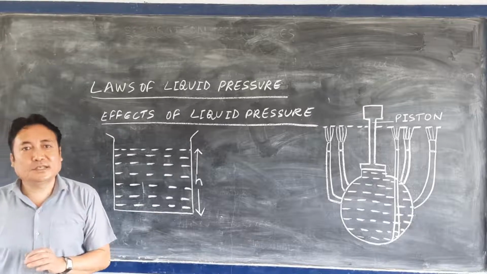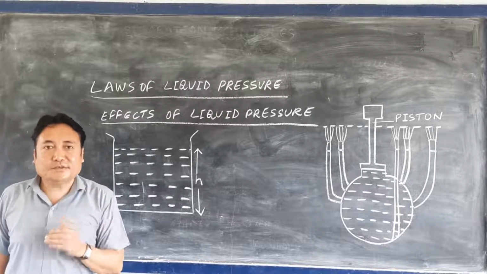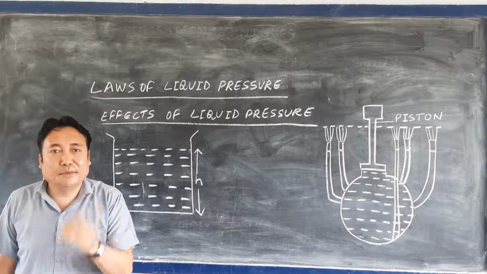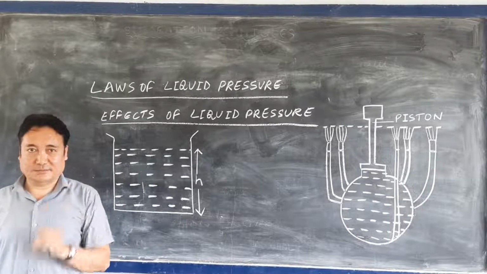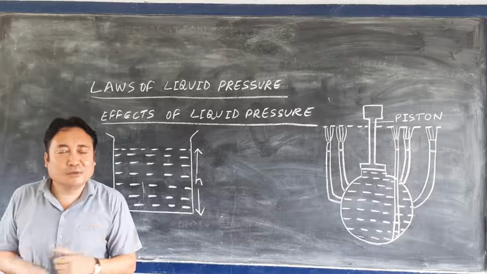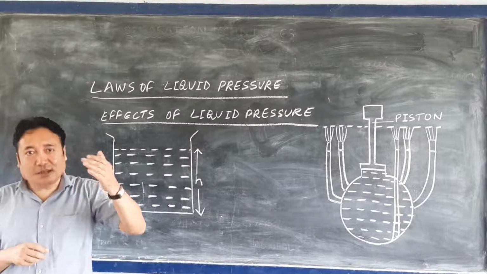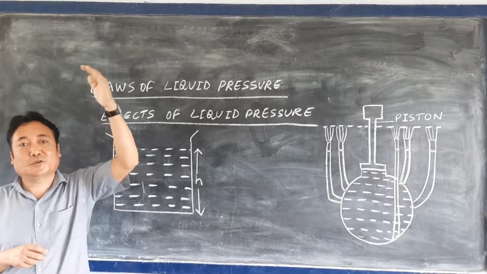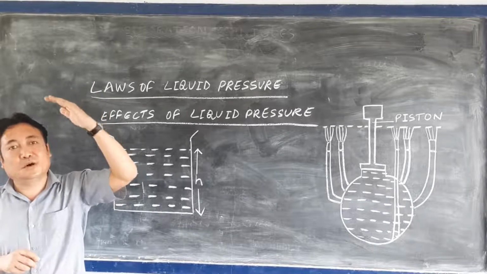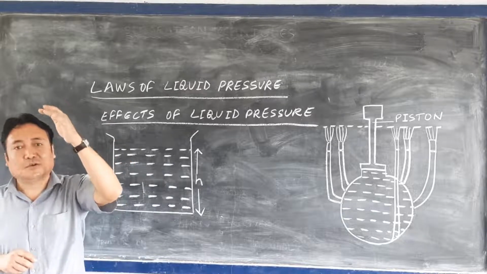Number one effect is the base of the dam. When dams are constructed, the base of the dam is made thicker and wider. Because wider means the surface area will be more, and the more the surface area, the lesser the pressure. You know that. Then it is also made thicker, and the thickness of the dam increases from top to bottom, according to the height.